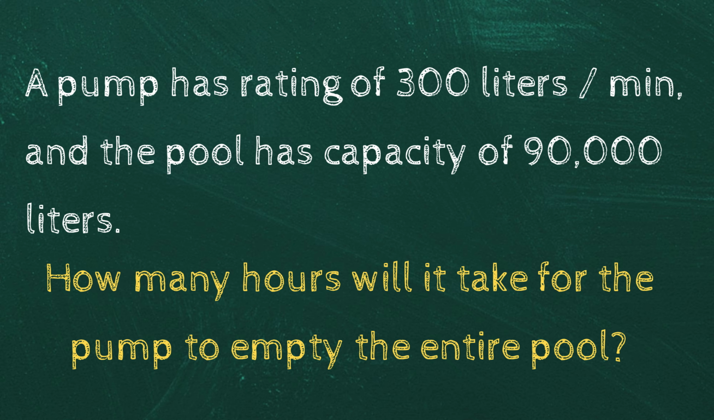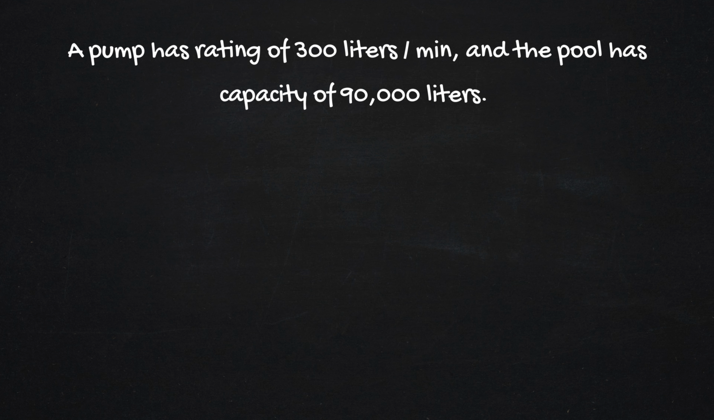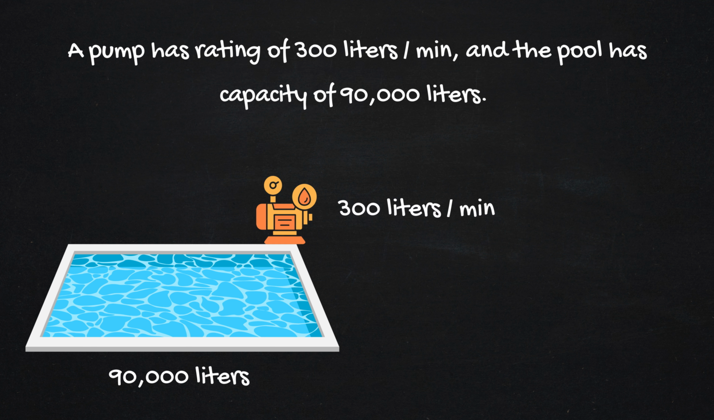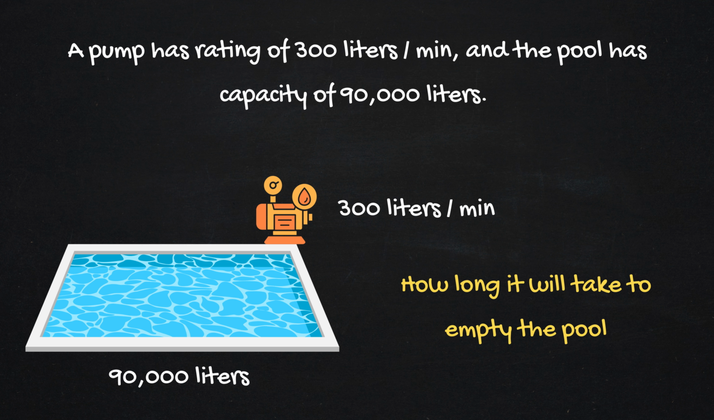It's always good to translate a word problem into something more visual, like in this case. Drawing a pool having 90,000 liters of water, and we want to empty the pool out with this pump that pumps out water at a rate of 300 liters per minute. Alright, now we know that the pump can handle 300 liters every minute. The next step is to figure out how long it will take to pump out the whole 90,000 liter pool.